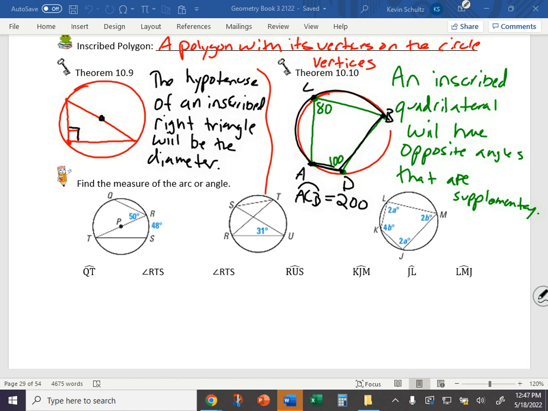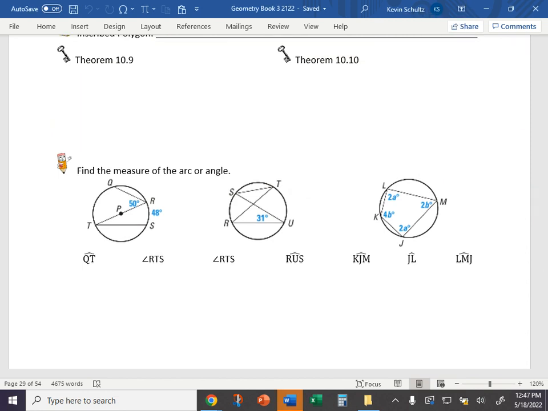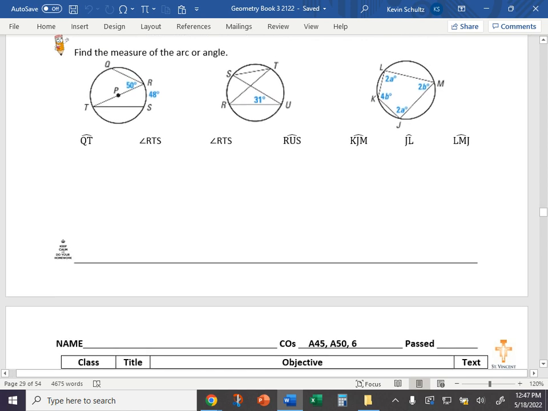You are quiet. To minimize your homework tonight, let's get through some of this today during class. Find the measure of the arc or angle. Raise your hand if you can tell me with confidence the measure of arc QT. Okay, first of all, identify what is arc QT. Arc QT is there. And then take a look at what I know. What do you know about arc QT? Look at the angle that makes arc QT.